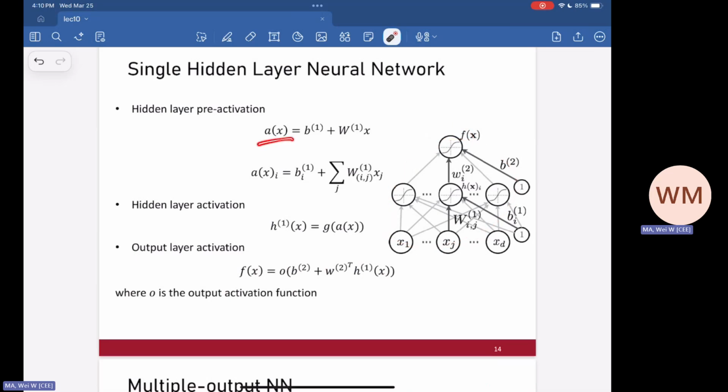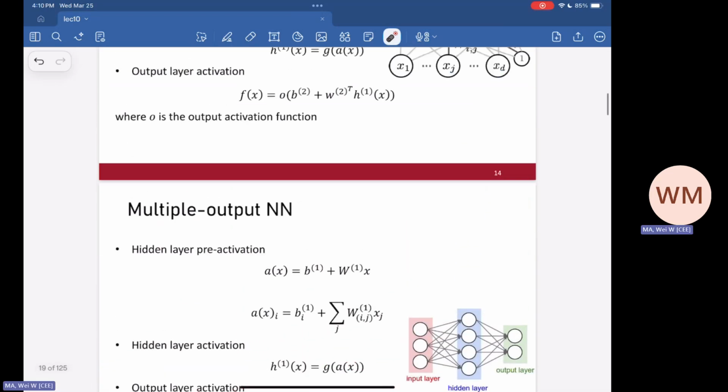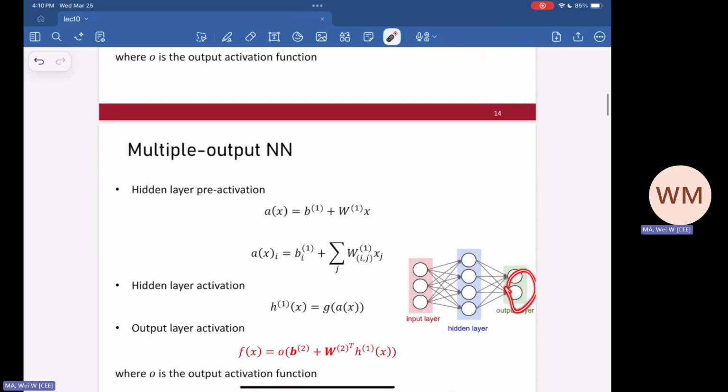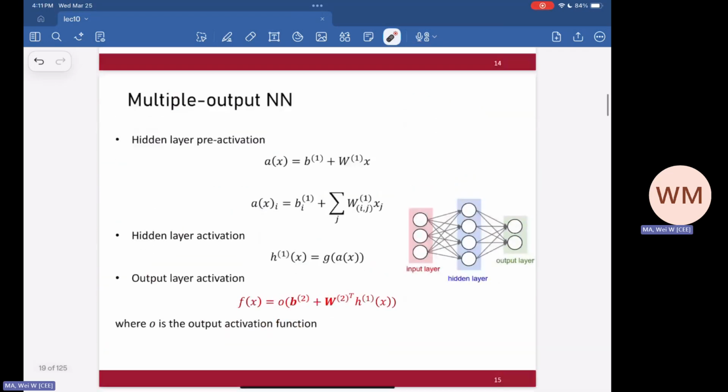I'm still using the notation A and A. Here I have a pre-activation, post-activation, and then we have a final output. Mathematically, if you write it, it's a little bit complicated, but I think you understand the meaning. I can do 1 output, I can also do 2 outputs, no problem. Very straightforward. So you can see that this neural network can have multiple inputs and multiple outputs.